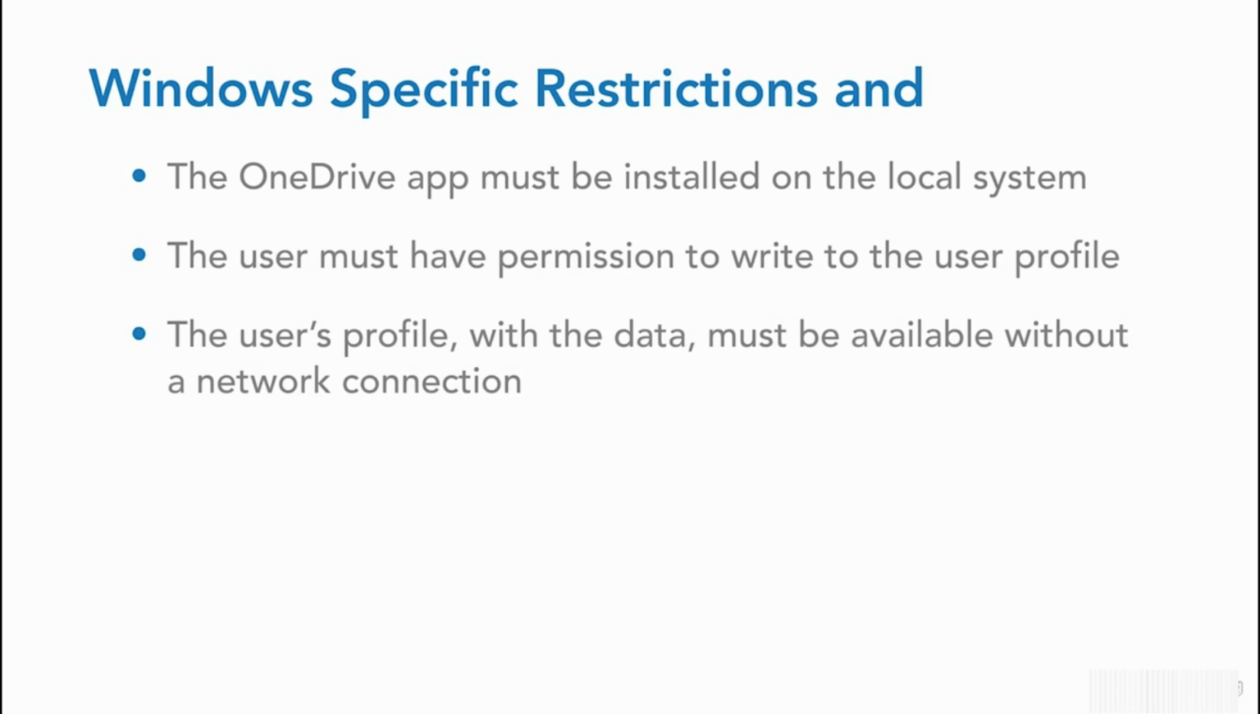These are some of the examples of the limitations when using OneDrive. Always refer to the Microsoft support pages for more information as it pertains to your specific environment.